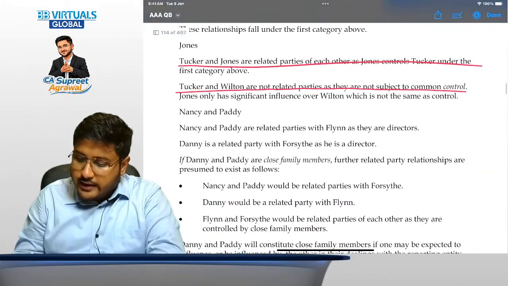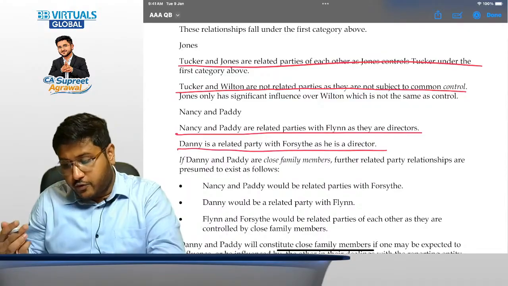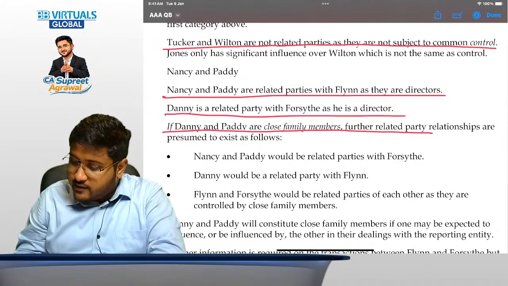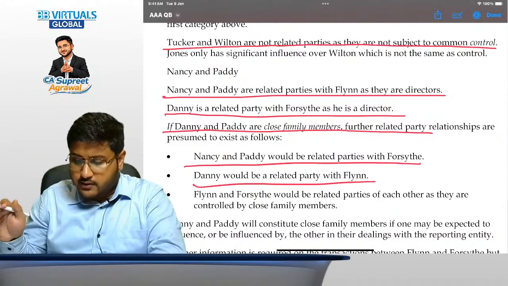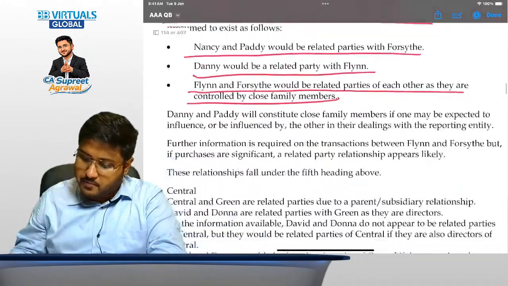We have discussed that. Nancy and Paddy are related parties with Flynn as their directors. Danny is a related party with Foster as he is a director. If Danny and Paddy are close family members, then Nancy and Paddy would be related with Foster, the company. Danny would be related with Flynn, the other company. Flynn and Foster would also be related to each other, as they are controlled by the same family members. Right.